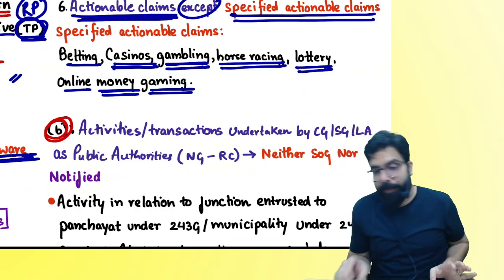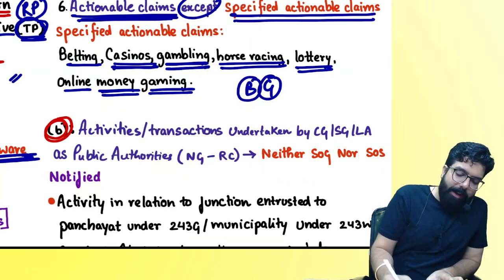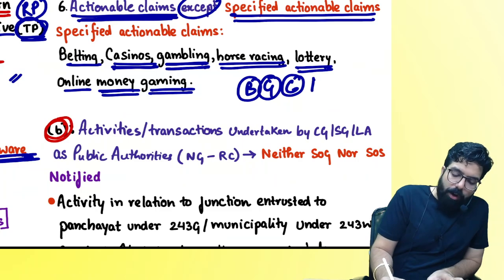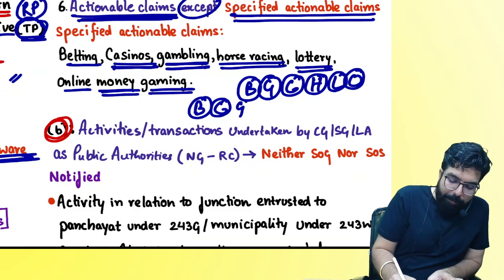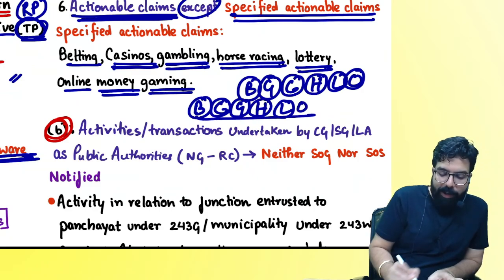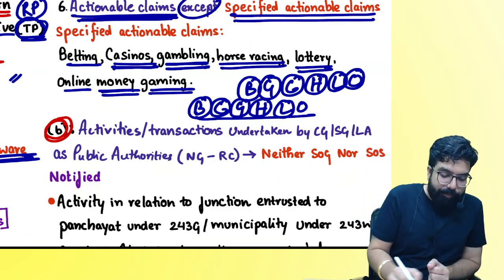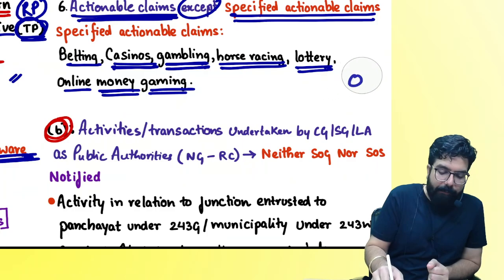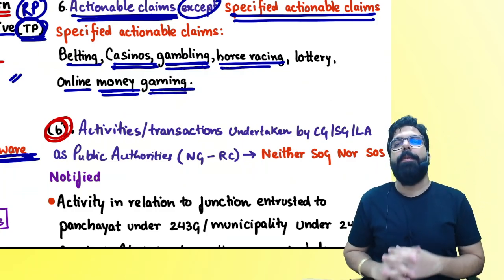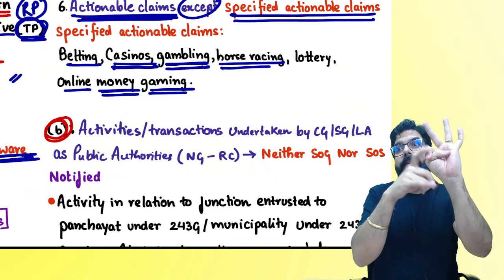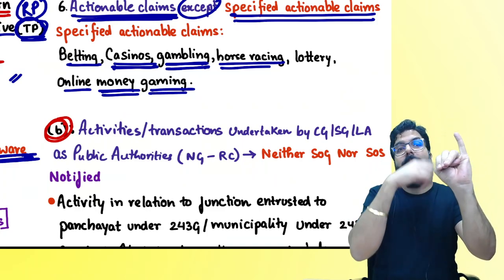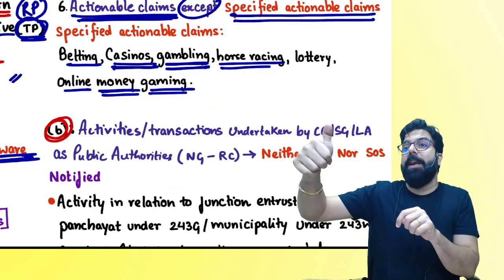But not all actionable claims. Betting, casino, gambling, horse racing, lottery, and online money gaming. You have to find out a mnemonic out of it. I don't have any mnemonic. People, everyone over here, what actionable claims with GST will come? Lottery, betting, casinos, gambling, horse racing, and online money.